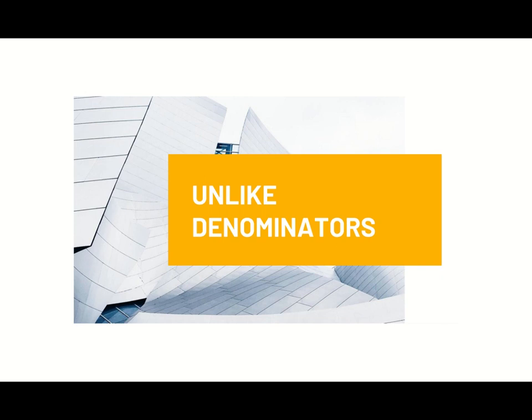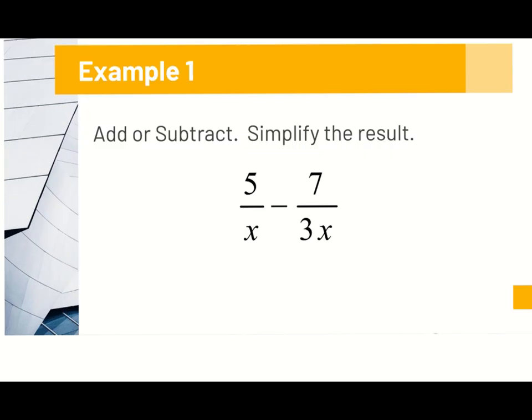Now we're going to look at, well, we have an additional step if we have unlike denominators. So our first example with unlike denominators would be add or subtract and then simplify this result. So we have 5 over x minus 7 over 3x. So in our denominator, it's not the same. I have x and I have 3x.